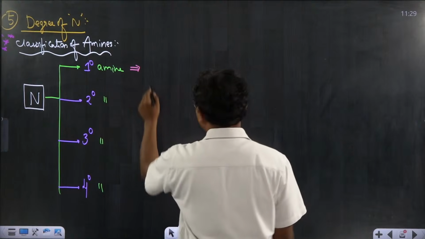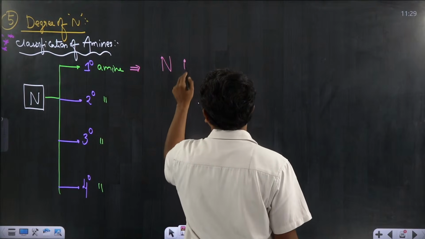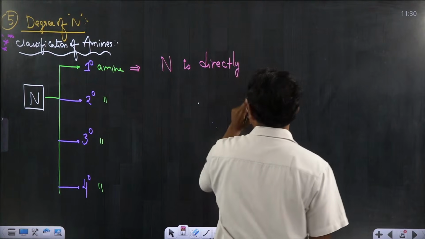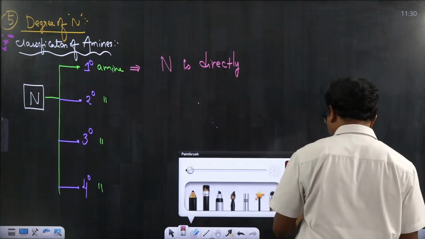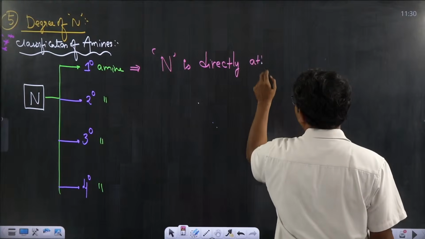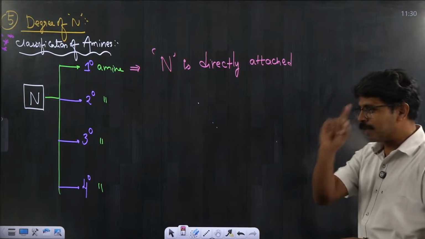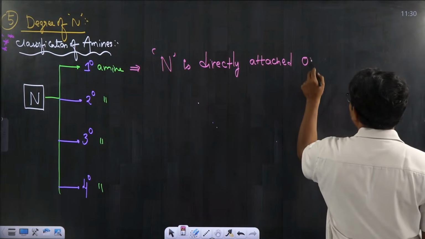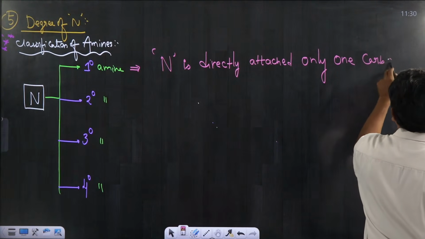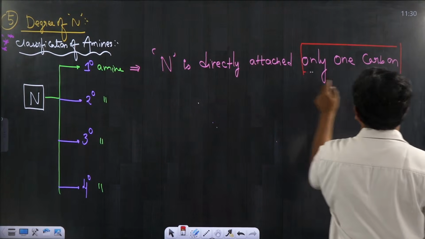So 1-degree amine is the one in which nitrogen is directly attached to, carefully listen to this point, I guess your answer is primary carbon. It is not the primary carbon. Directly attached to only one carbon. Only one carbon. Keep this point in red color.